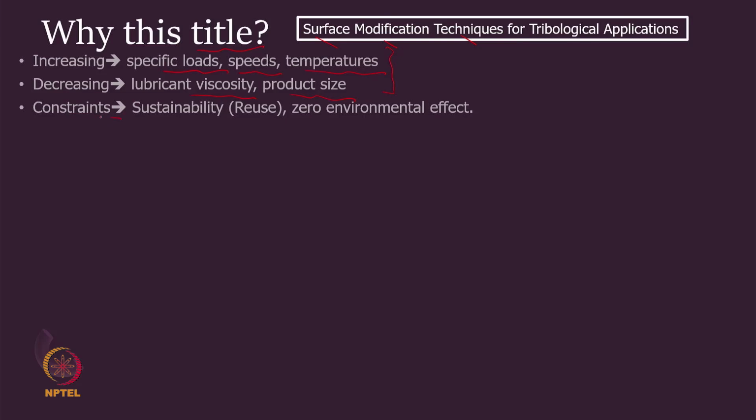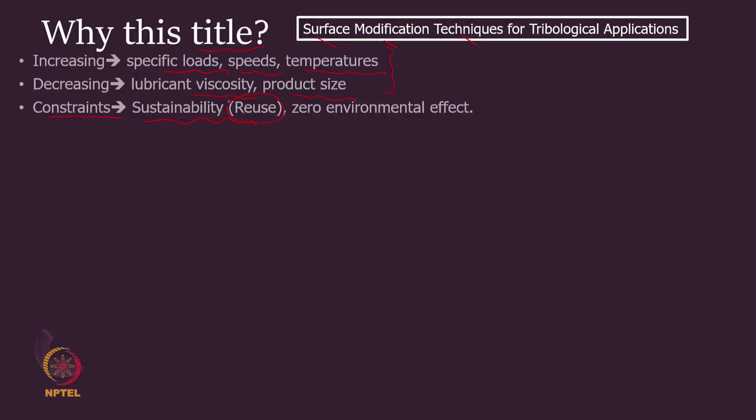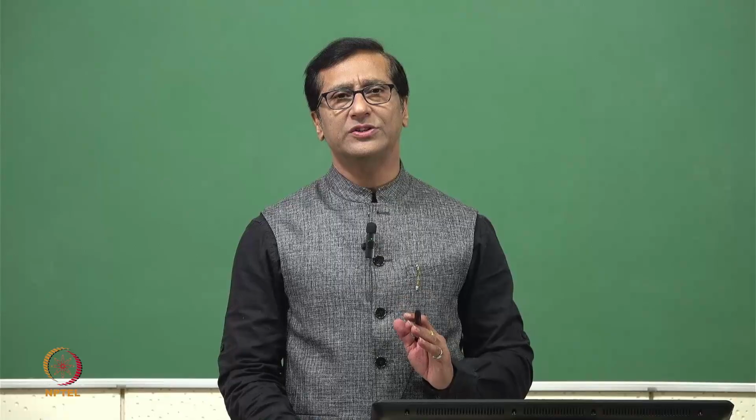In addition, we do have constraints. Sustainability is coming out to be a very big constraint. Components should not be rejected. Can we refurbish those? Can we reuse those components? And this component should not create environmental damage, so zero environmental effects. That's why this kind of topic is very essential: how do we modify the surfaces so they can be sustainable, can be used for a number of years, and should not create more wear, or maybe almost zero wear? So these are the important aspects.